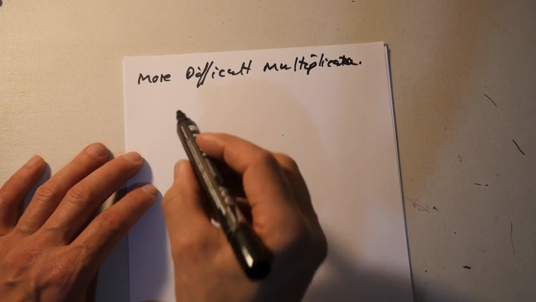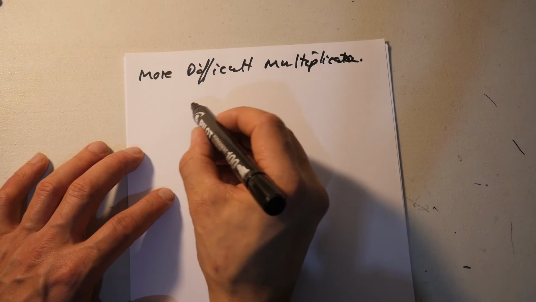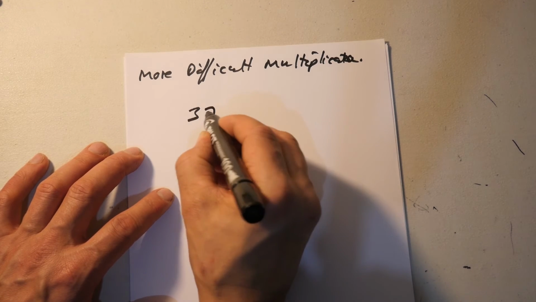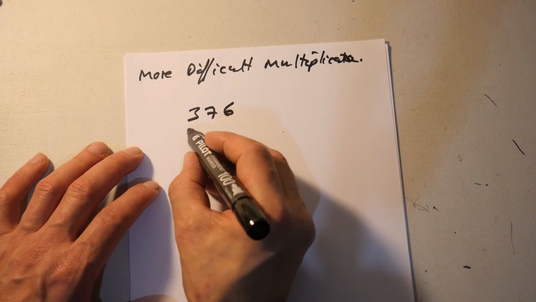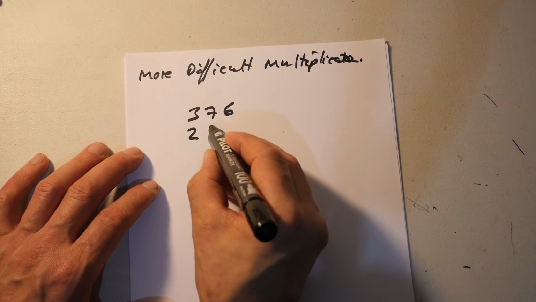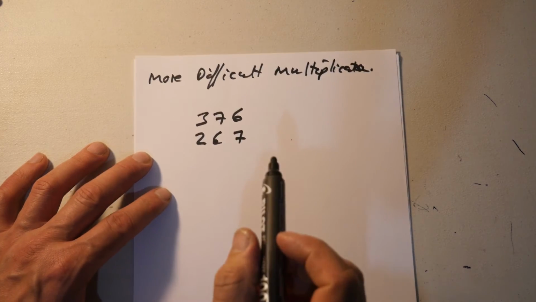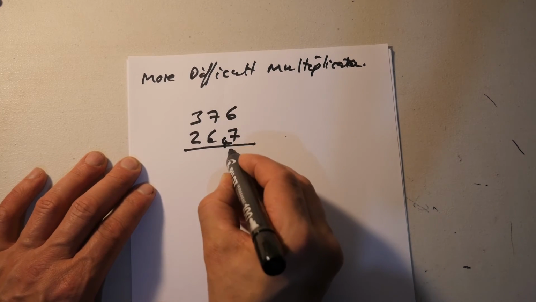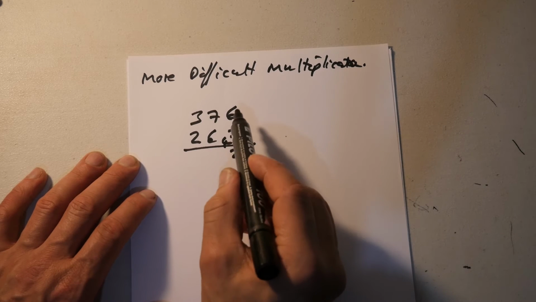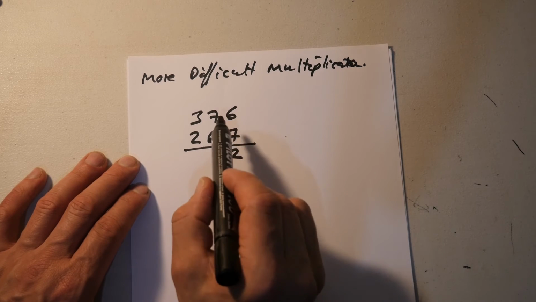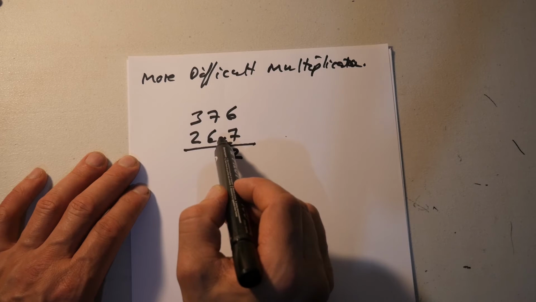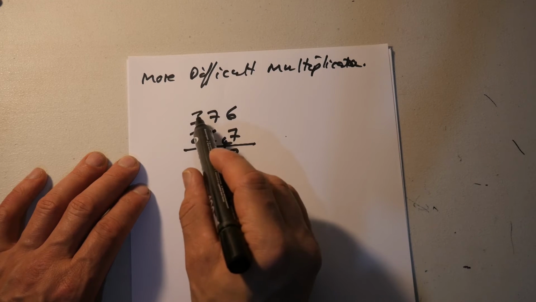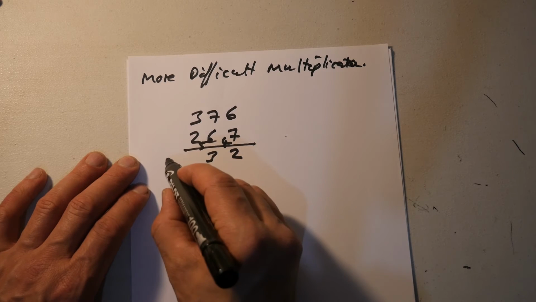Okay? So you've got 376 times 267. Okay, so it's the same idea. 6 sevens are 42. Then 7 times 6 is 42, 7 sevens are 49, gives you 53. 7 threes are 21, is 26.